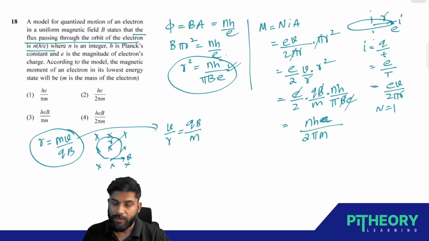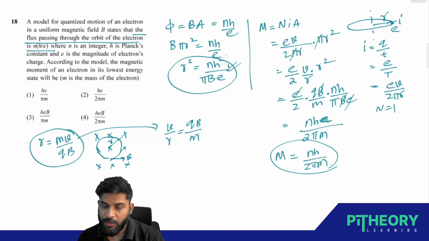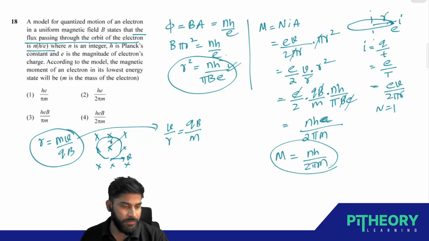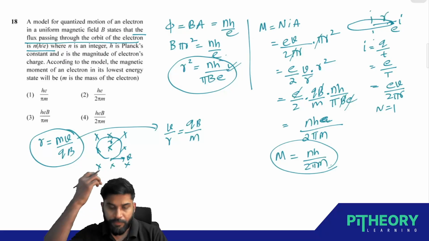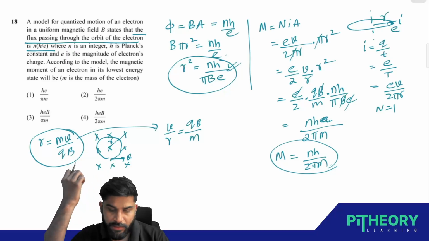So your answer will be what? The magnetic dipole moment is NH divided by 2 pi small m. M is the mass of electron you'll be getting. NH divided by 2 pi m. But here you can E. What about E? How did E get cancelled? E got cancelled here. NH divided by pi BE. NH by E. Correct. That is correct only. NH divided by pi BE.